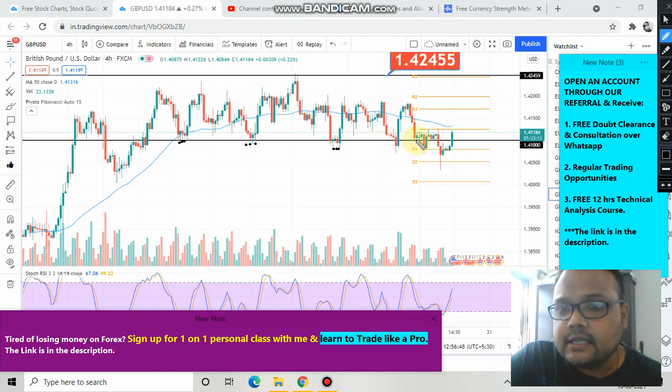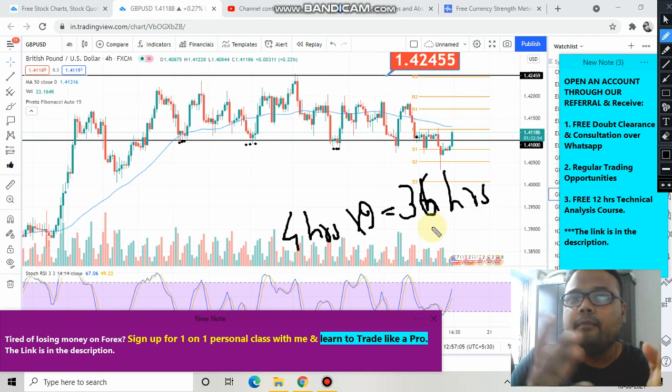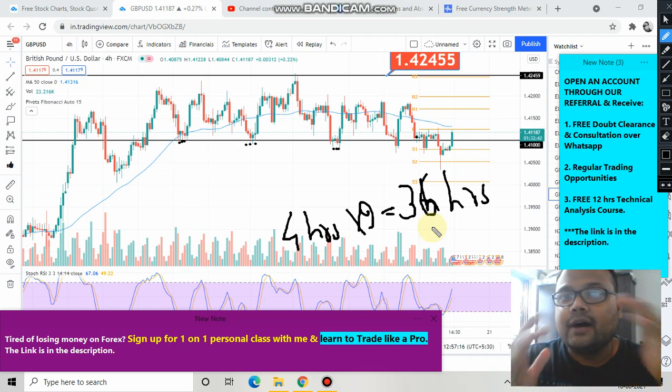But here you can see that the market has formed 1, 2, 3, 4, 5, 6, 7, 8, 9 candles. Each candle is of 4 hours, so 9 candles means 36 hours. Previously the market was forming 2 to 3 candles and bouncing from the support, but this time, after trading at the support level for a couple of hours, the market did not bounce. Rather, it stayed at the support level for 36 long hours.